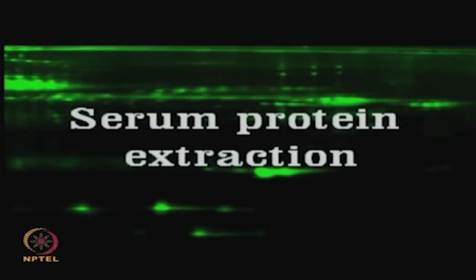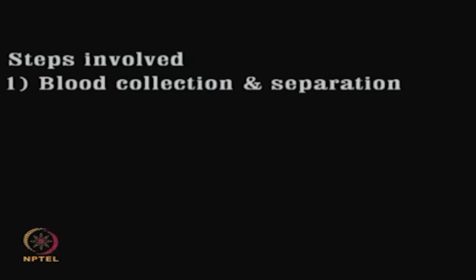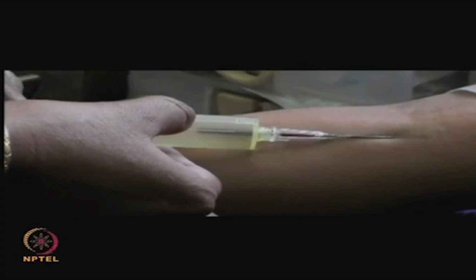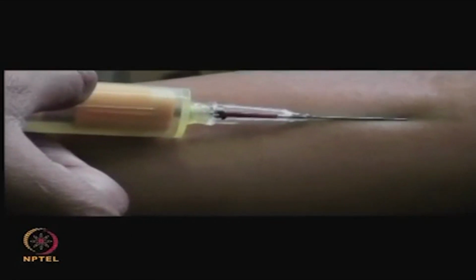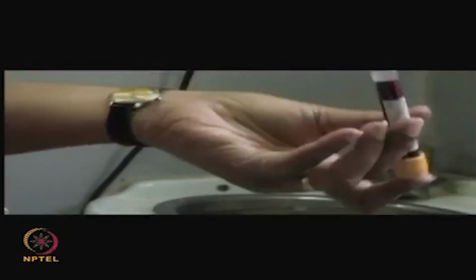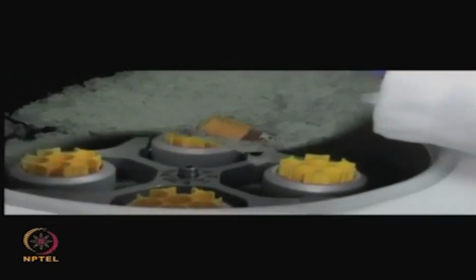Serum protein extraction. Processing of serum involves blood collection and separation, sonication of serum, depletion of high abundance proteins and precipitation of proteins. Carefully withdraw around 4 ml of intravenous blood into a vacutainer tube. Place the tube on ice for an hour immediately after collection to allow the blood to coagulate.